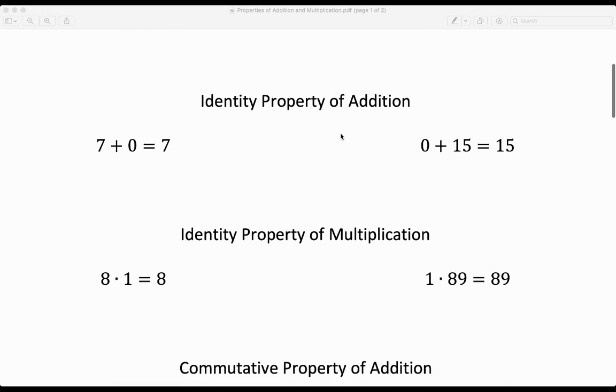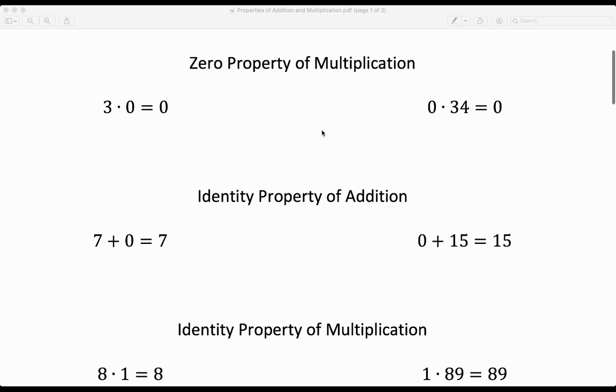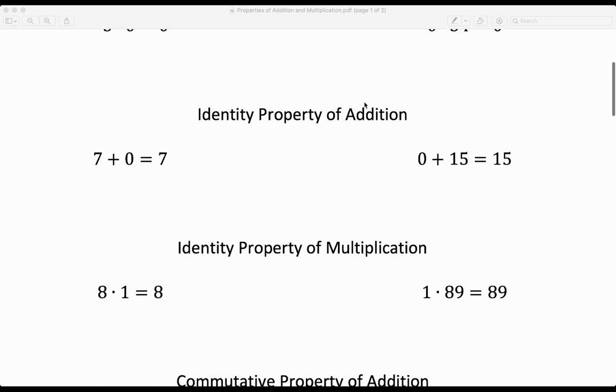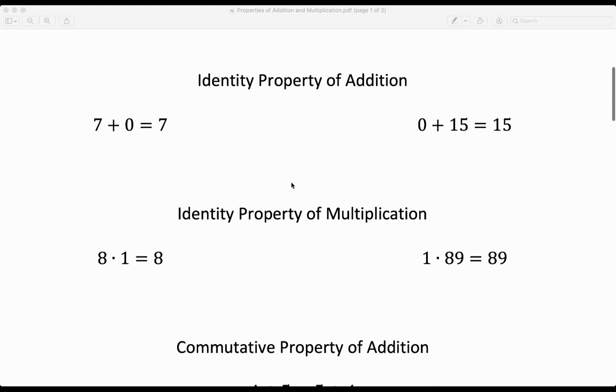The next one is the identity property of addition. The addition does not have a zero property, by the way, just multiplication. But addition does have the identity property, which basically means if you add 0 to any number, 7 plus 0, it stays that same original number of 7. Or if you add 0 to 15, it's 15. It doesn't matter if the 0 is in front or behind.